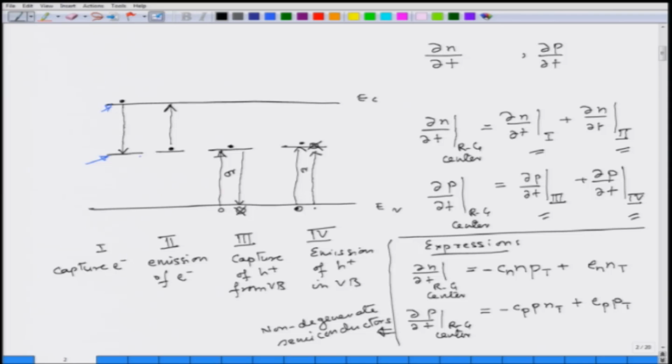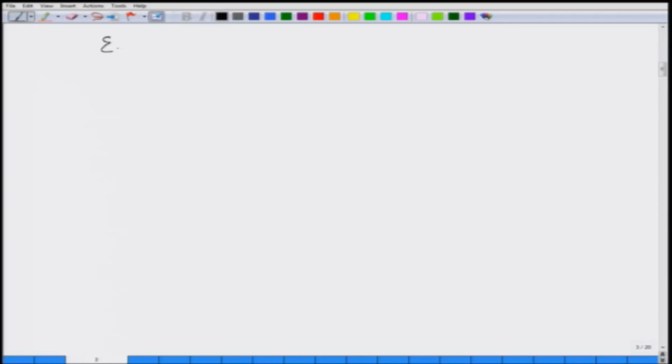We are deriving these expressions here for non-degenerate semiconductors. Now, let us look at what will happen if we have a semiconductor with an R-G center in it when we have equilibrium. So, let us simplify this R-G statistics for the equilibrium case. What happens to those equations?